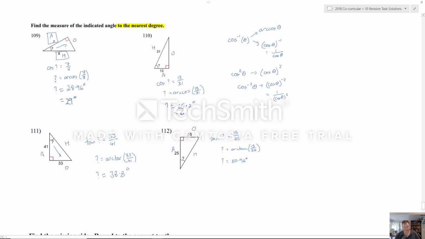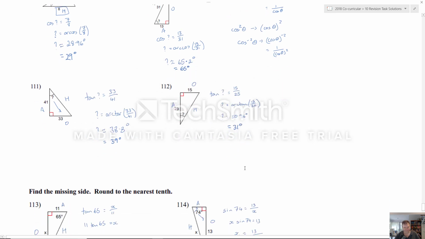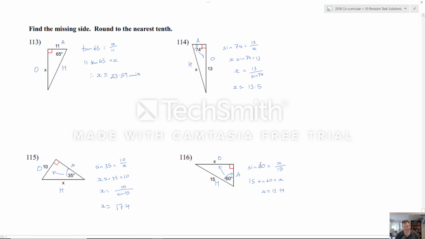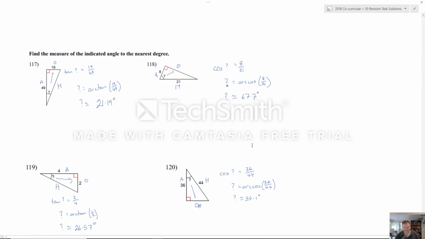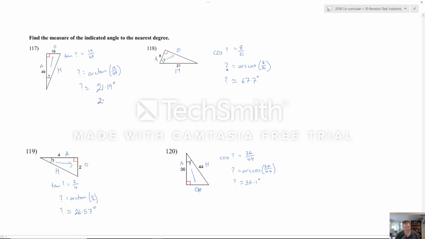This one would be 65 degrees, and you get the idea. Sorry about that. This one here, 39 degrees. 30.96, that would be 31 degrees. Round to the nearest tenth. Look at that, not paying attention. This would be 23.6 units. Oh, I did that one to the nearest tenth, that one. This one here would be 13.0. You need to write the 0.0 to show that it's been rounded to the nearest tenth, and then back to the nearest degree again. So 21 degrees, 68 degrees. That'll go up to 27 degrees, and 35 degrees.